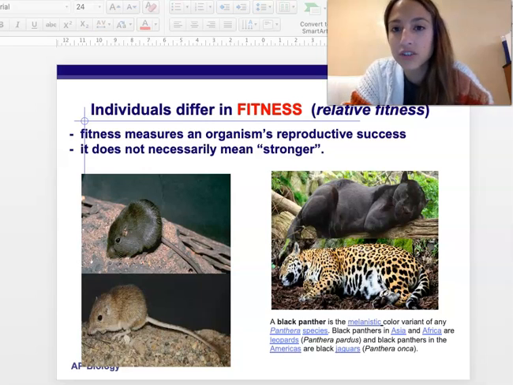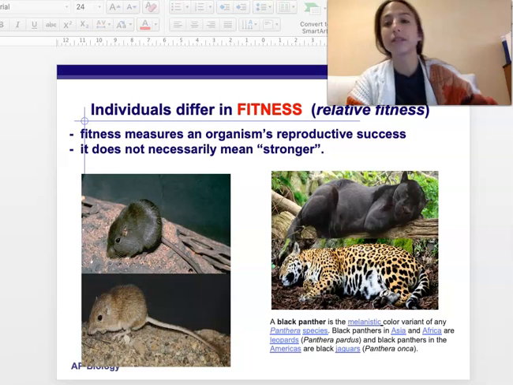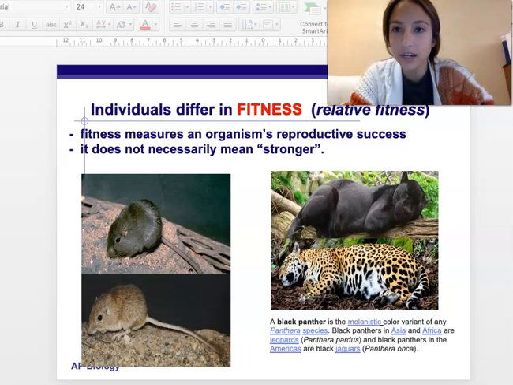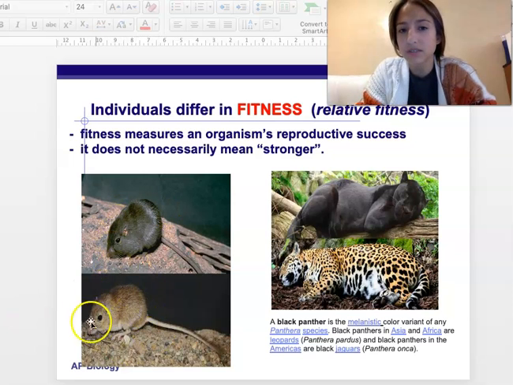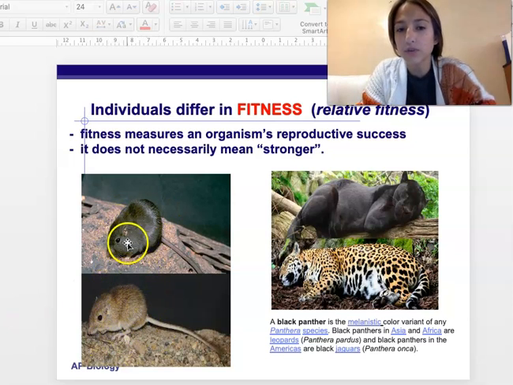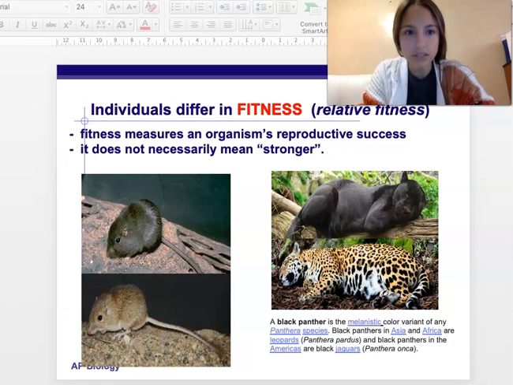Okay, so fitness measures an organism's reproductive success based on the traits that organism has. It does not necessarily mean stronger. There might be just different phenotypes that allow an organism to survive better. For example, this mouse over here versus this mouse over here. The one that is able to blend better with its environment will probably not get eaten by a predator and will probably be able to reproduce more. Okay, so it does not mean stronger. It simply means being able to survive past reproduction and pass on your own traits.